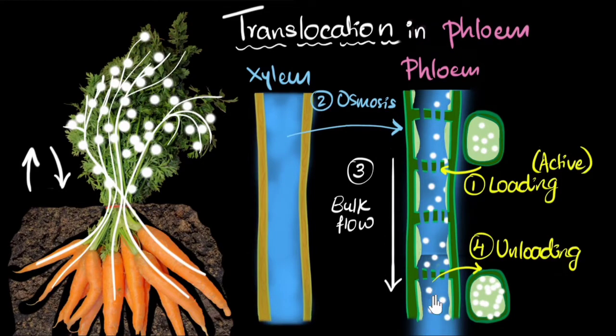And finally, remember that region which had a lot of concentration of sugar had a lot of water due to the osmosis. Well, now that concentration has lowered, so that water will move back to xylem. So in step 5, again, osmosis happens and the water moves back. And that's how translocation happens inside plants.